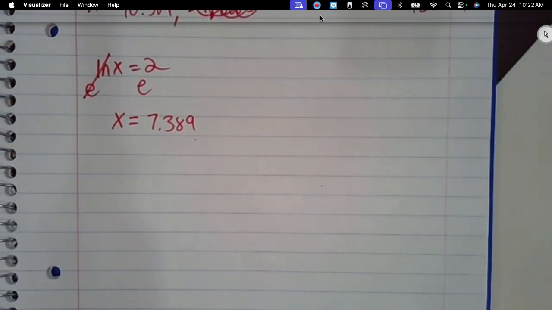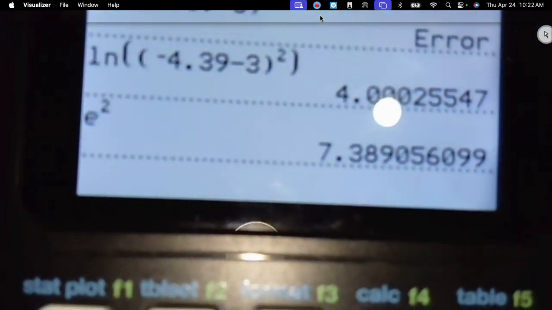Do you do the E to the second, like it's the exponent? Mm-hmm. Yep, it looks like this right here. E squared, and I got 7.389.